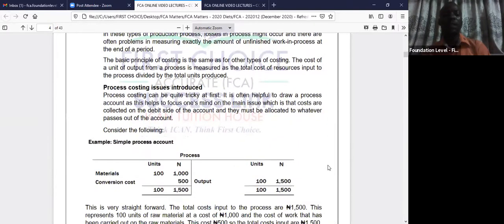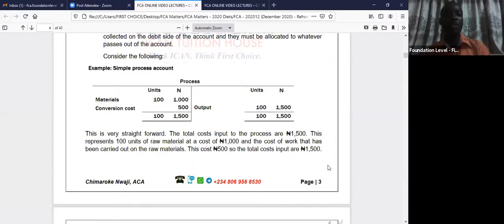All right. Now let's look at a simple process cost. We are going to be using a particular simple process costing to illustrate what we are saying. Now look at this. On the debit side of the process cost account, that is where you have your cost of production. Your cost of production is divided into material costs and conversion costs. Conversion cost has labor in it and has production overhead.